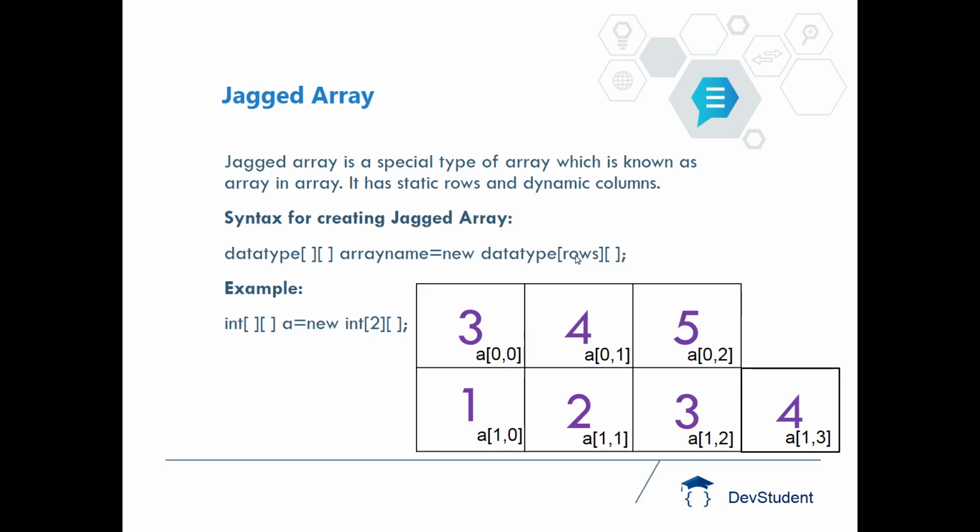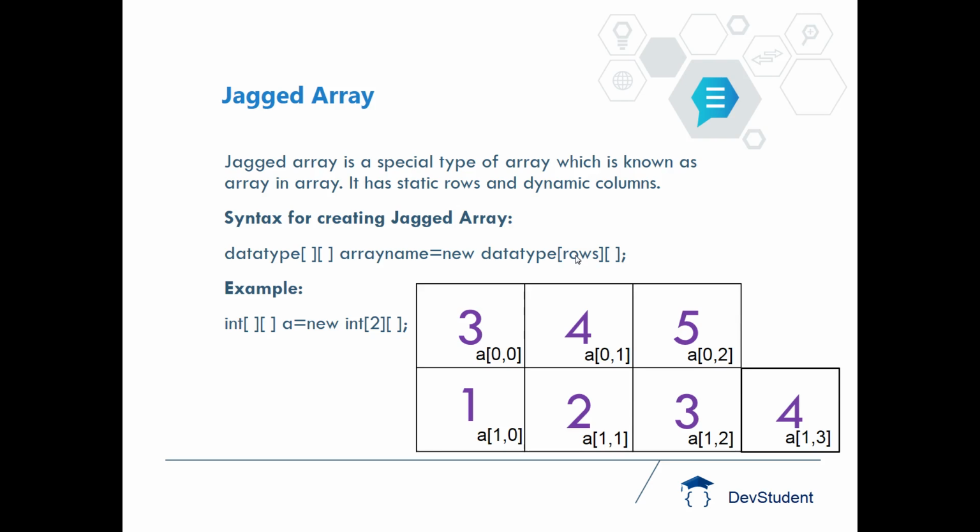So a jagged array is a special type of array which is also known as an array in an array, because it's going to have static rows and dynamic columns. For example, you can see here we have a diagram of a jagged array. In the first row there are 3 columns which contain values like 3, 4 and 5. In the second row the number of columns is 4, which contain values like 1, 2, 3 and 4.